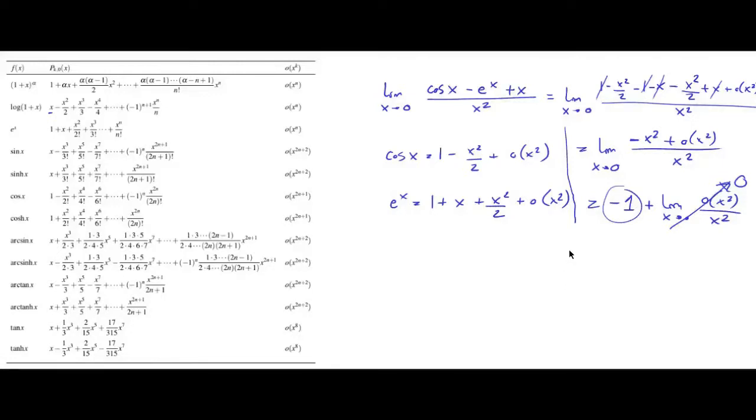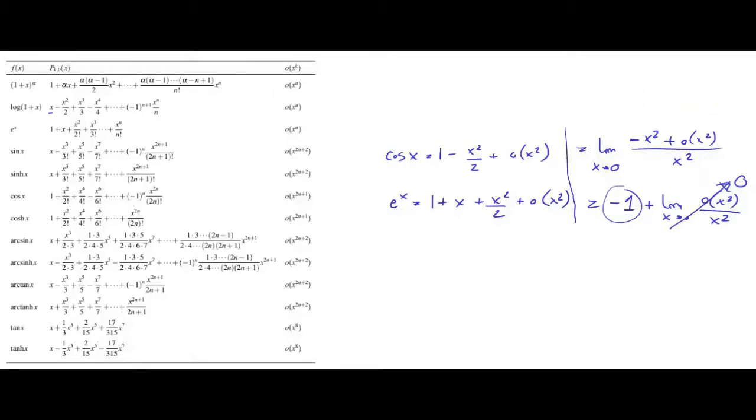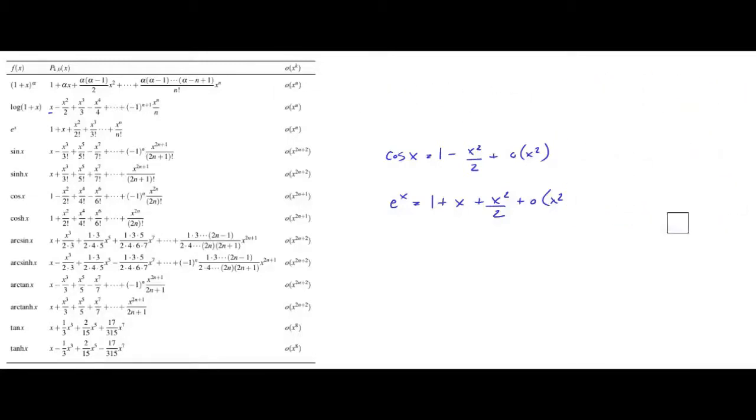Okay. You see how easy it was. If you know these approximations, you can just substitute and sum, and that's it, right? In this case, you could have applied L'Hopital's rule, but you would have needed to differentiate twice, right? In this case, you just need to do one approximation, and that's it, right? Okay, let's do another example.